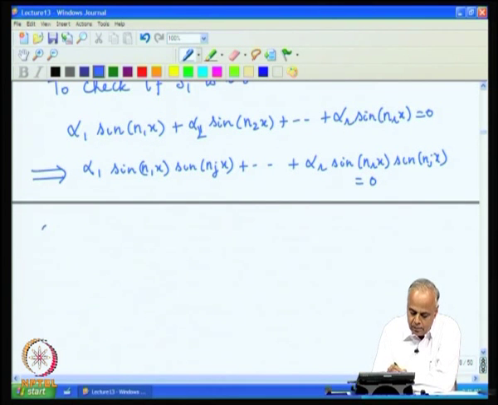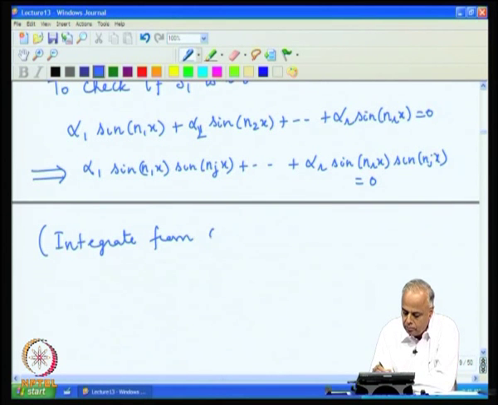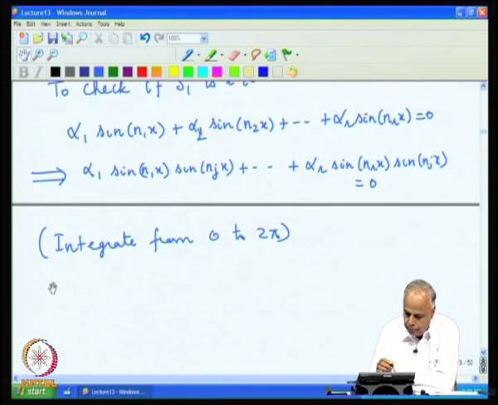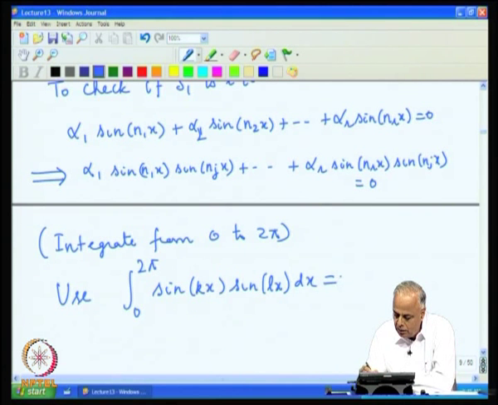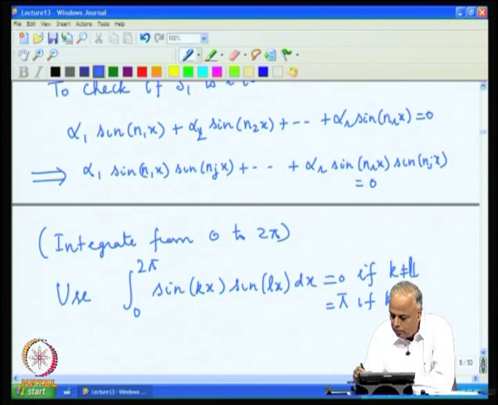Now, if we integrate from 0 to 2 pi, using the properties of sine, we see that the first term is 0, the second term is 0, because we use the fact that the integral from 0 to 2 pi of sin kx into sin Lx dx, when k and L are integers, is 0 if k is not equal to L, and pi if k is equal to L.